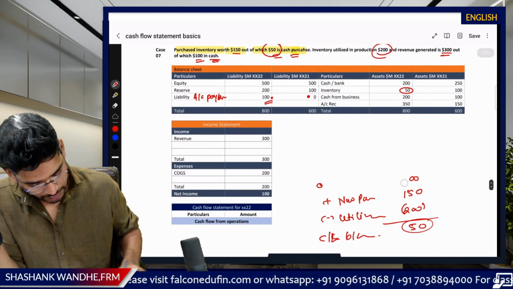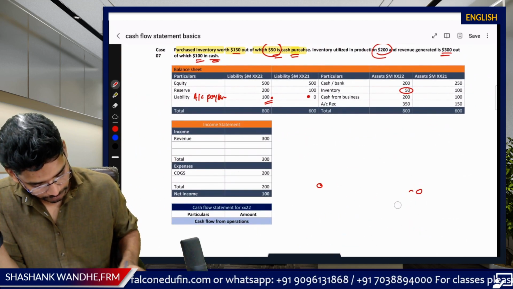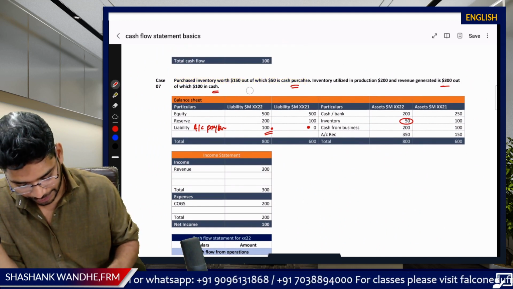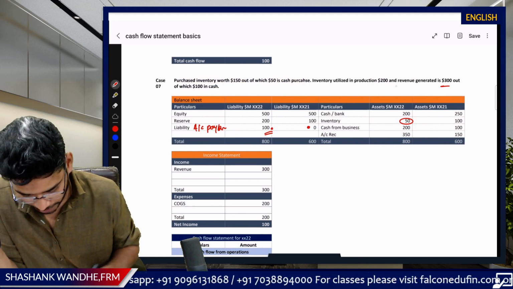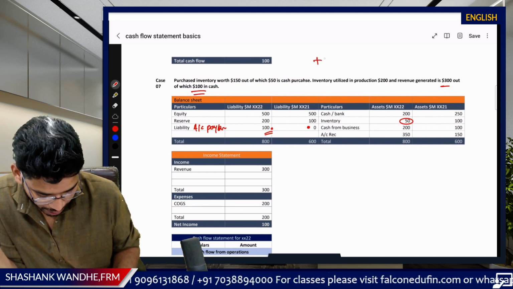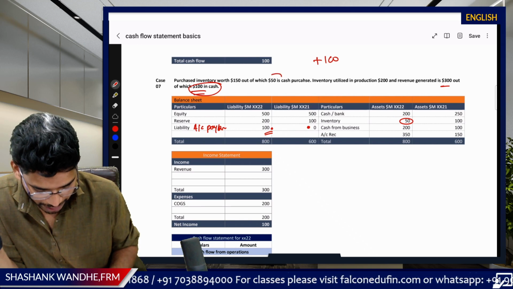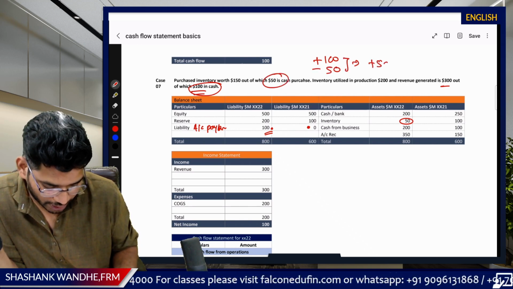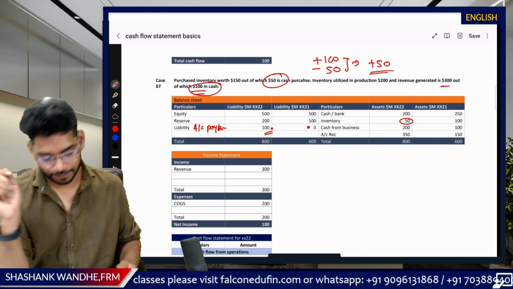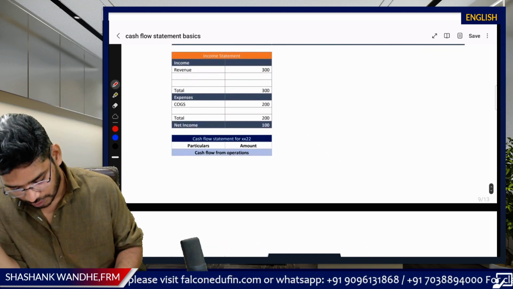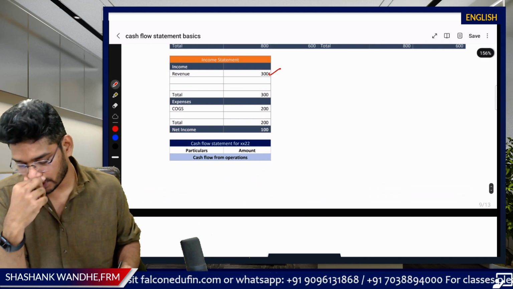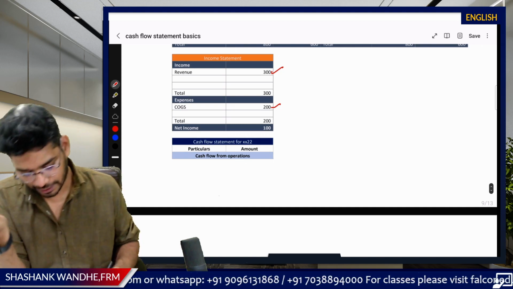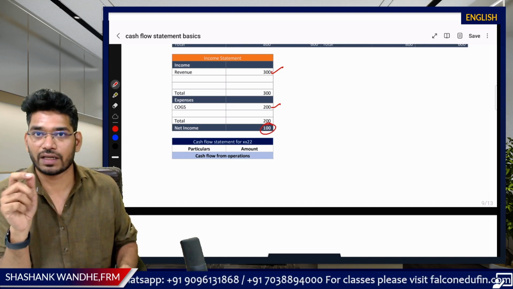Now see, I'll just remove this. Again, as usual, we have to answer our first question. What is our cash flow here? So here cash inflow is 100, and cash outflow is 50. If you solve this, you will get 50 cash inflow. This is our income statement. So revenue 300 million, COGS is inventory utilized, and finally you will have the net income of 100 million.